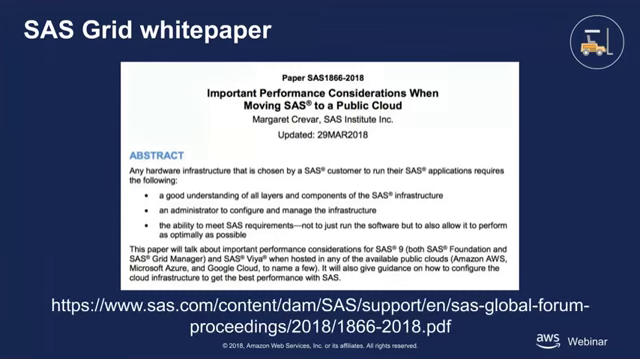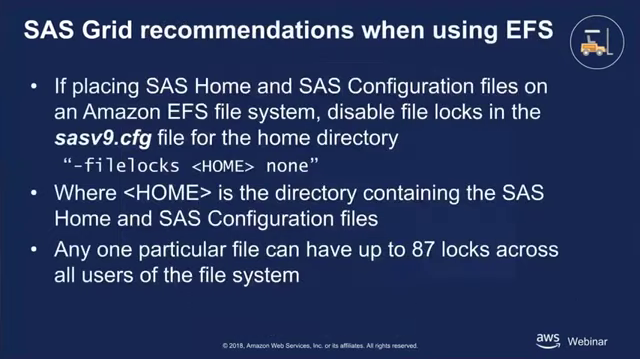So some of these recommendations are really documented here to assist you in your deployment. If you're going to place your SAS home and SAS configuration files on EFS, we do recommend you disable file locks. You can do this using the SAS v9.cfg file, and you would do this for your SAS home directory. What this does basically is tell SAS to disable file locking on this directory.